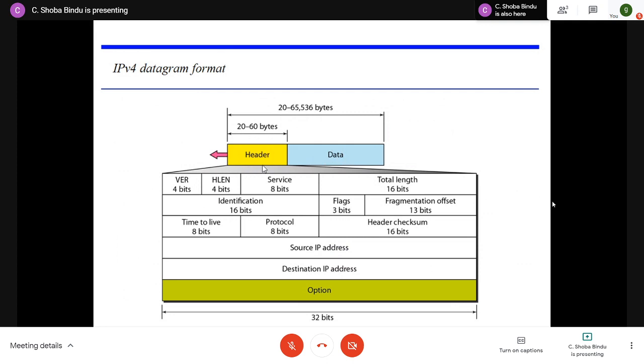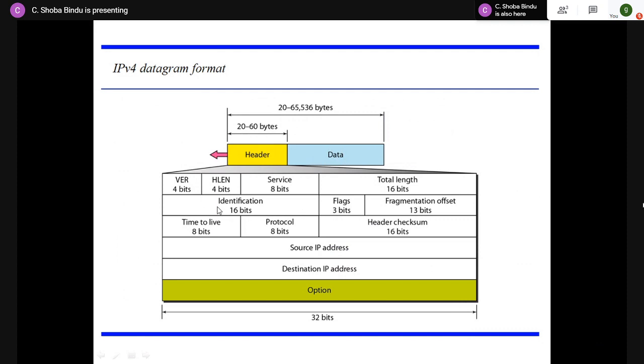So in all the protocols, whether it is the IP protocol, TCP or UDP protocol, the headers are represented as 32-bit words. So this is one 32-bit word and this is another 32-bit word. This is how you are going to represent the headers here.